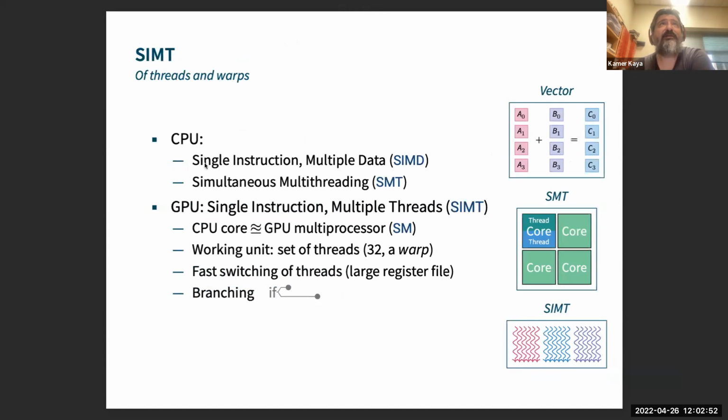We already talked about that. CPU: single instruction, multiple data, simultaneous multi-threading. A single core can perform multi-threading. That is, you don't need multiple cores to do multi-threading. GPU: single instruction, multiple threads. A CPU core we call a streaming multiprocessor, this SM. The working unit is a set of 32 threads. We call it a warp, and these 32 threads are controlled by a single controller.